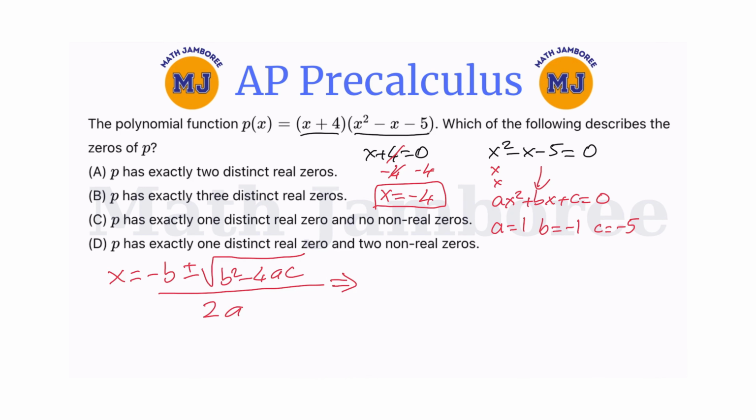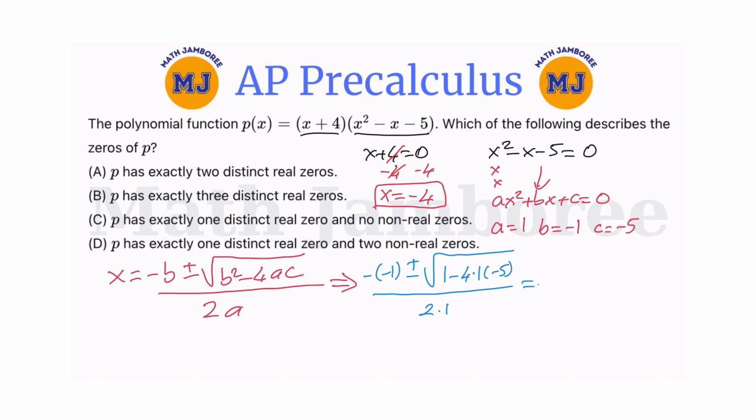Let's do the substitution now for this quadratic equation. So b is negative 1, so negative (-1) plus or minus the square root of (-1)² minus 4 times a, which is positive 1, and c, which is negative 5, divided by 2 times 1.